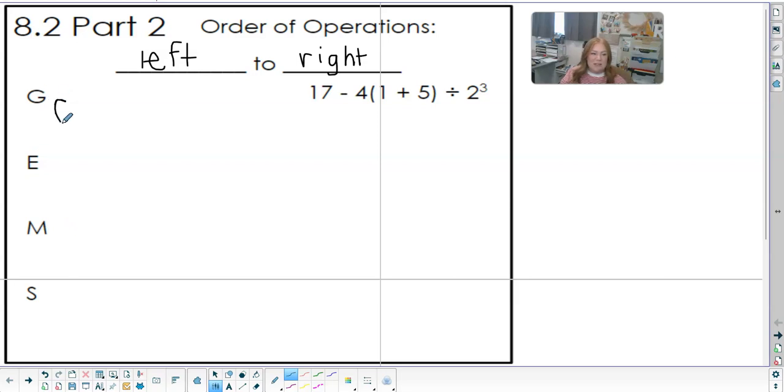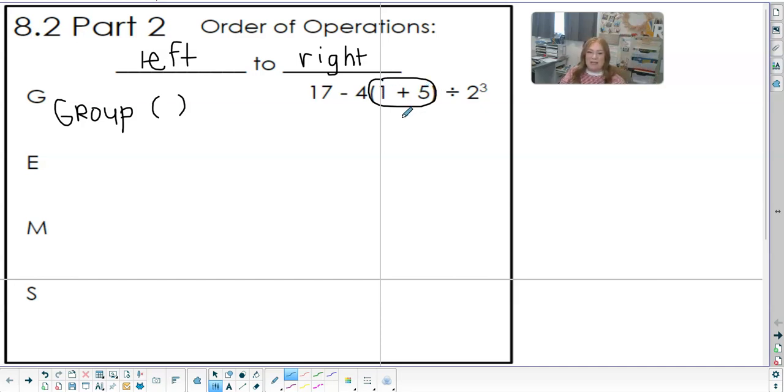So G is for groups. When you have something that is in a group, you might have parentheses around it. So anything that is in that group, it is saying step one, do this first. This is important. Notice me, okay? You have to do that group first. So here we can see that 1 plus 5 is in that parentheses. So let's go ahead and circle 1 plus 5. That's what we have to do first. This is the most important thing. It wants us to do this first.